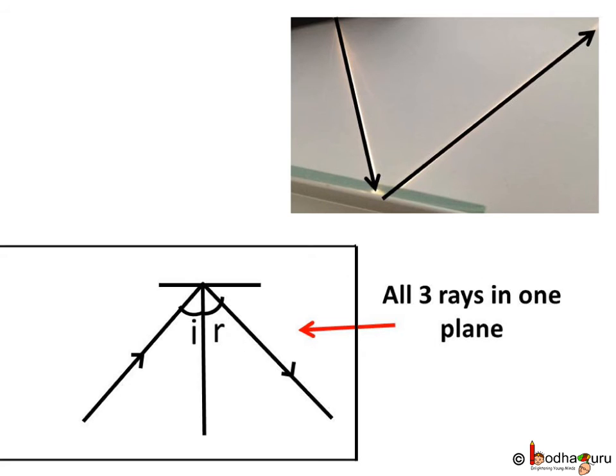Now, let us understand what another law of reflection says. When the whole sheet of paper is spread on the table, it represents one plane. So here, the incident ray, reflected ray and the normal all are in this plane.